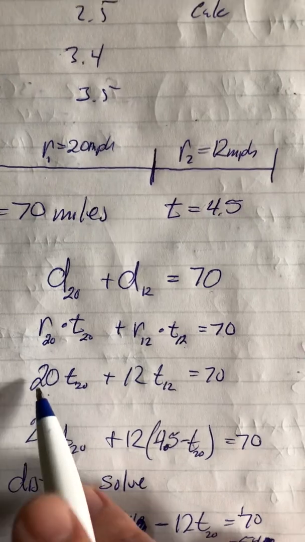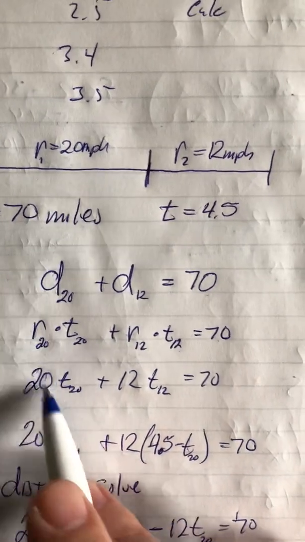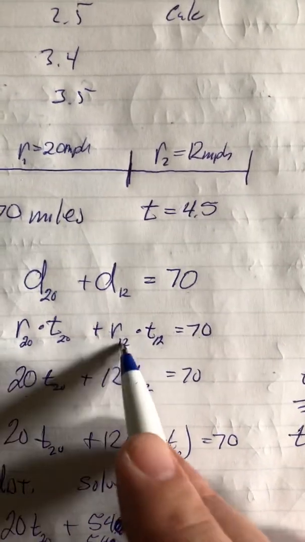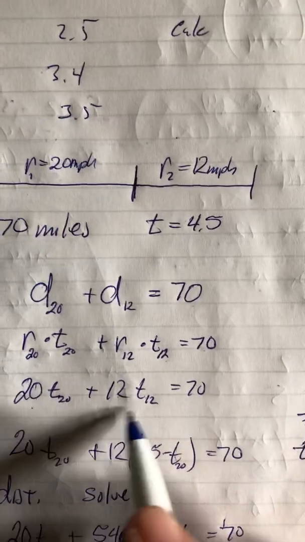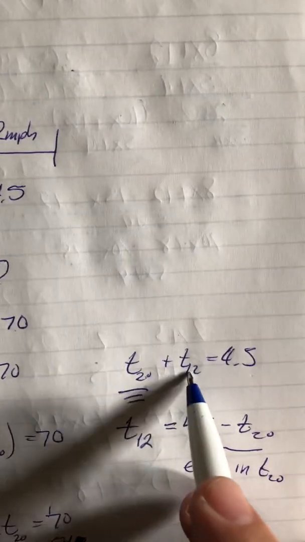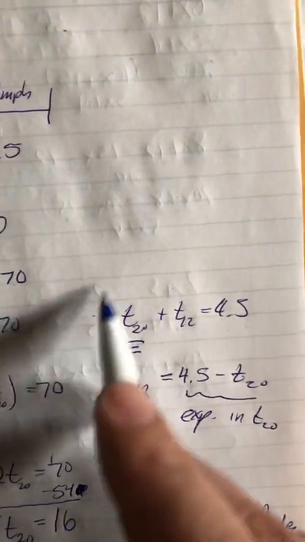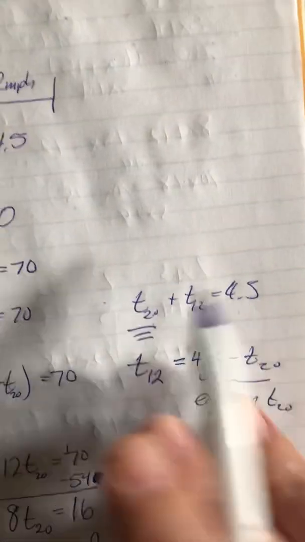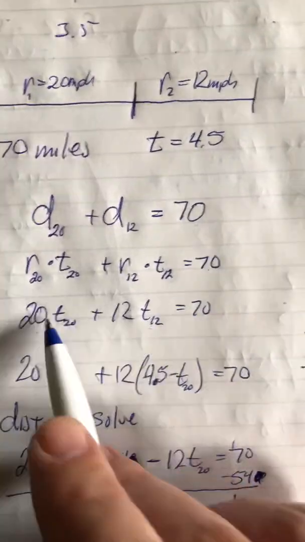Well, we know some things. We know that 20 is our rate here, and 12 is our rate here. And we do have a relationship between our times: the time traveling at 20 plus the time traveling at 12 is 4.5 hours. So I can use this relationship to eliminate one of these two variables.